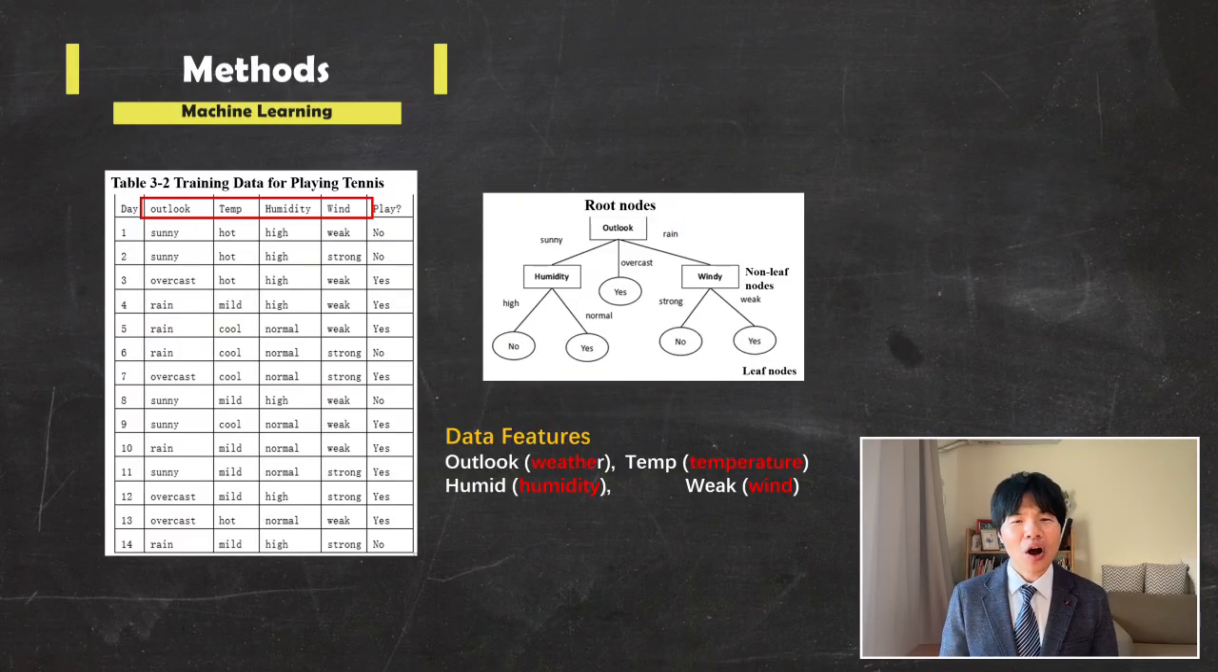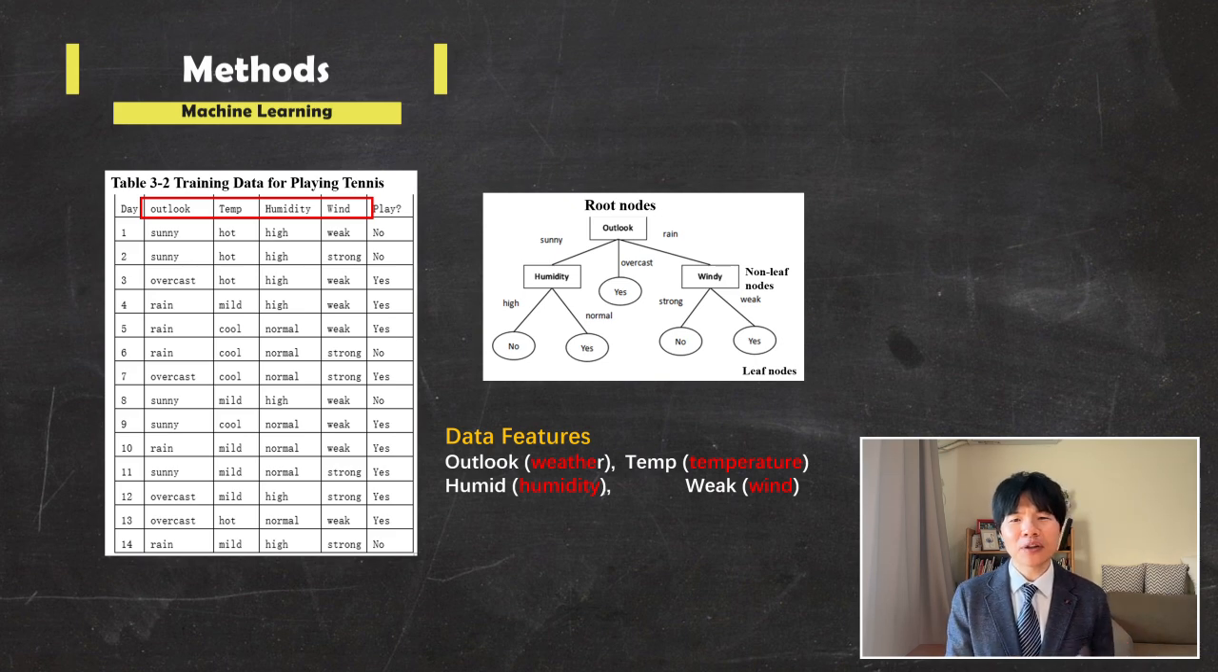Next, let's see how this decision tree is generated using specific data. The data shown here is weather data used to decide whether to play tennis. Based on this data, I use the decision tree algorithm to generate a decision model. To determine if it's suitable to play tennis today, you just input today's weather conditions into the learned model, and it will give you a prediction, yes or no.